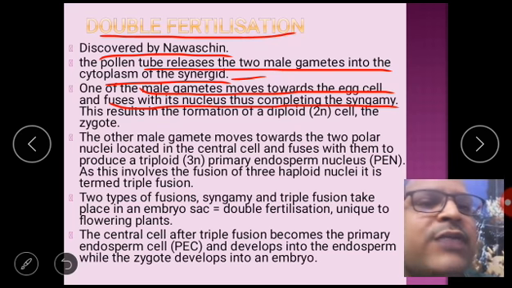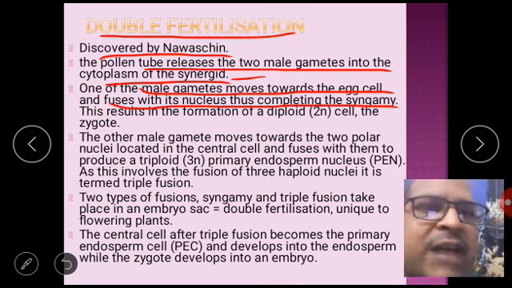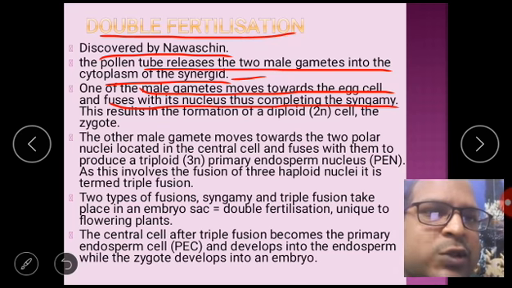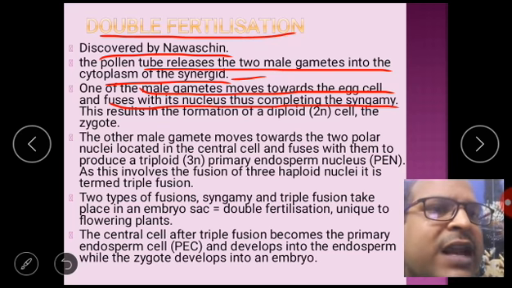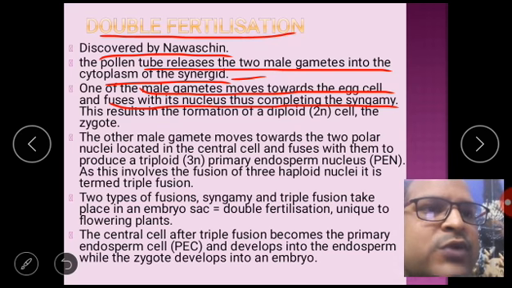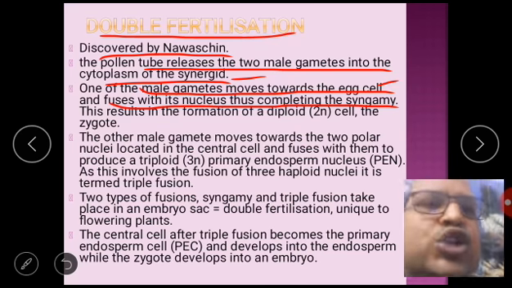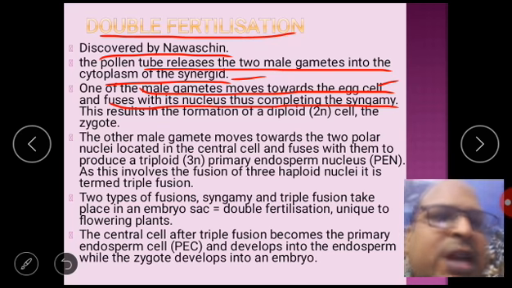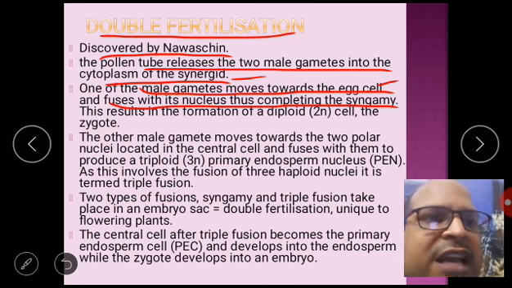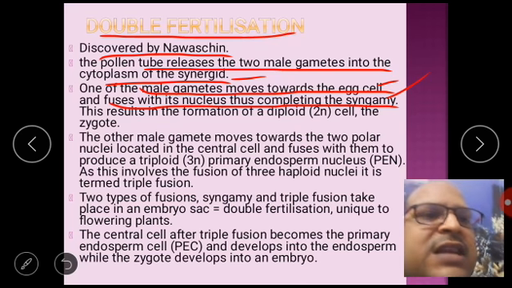Okay, here what will be there? Two male gametes are present in the generative cell. Now, one male gamete will fuse with the egg cell. So, male gamete plus egg cell. This fusion will be known as syngamy.